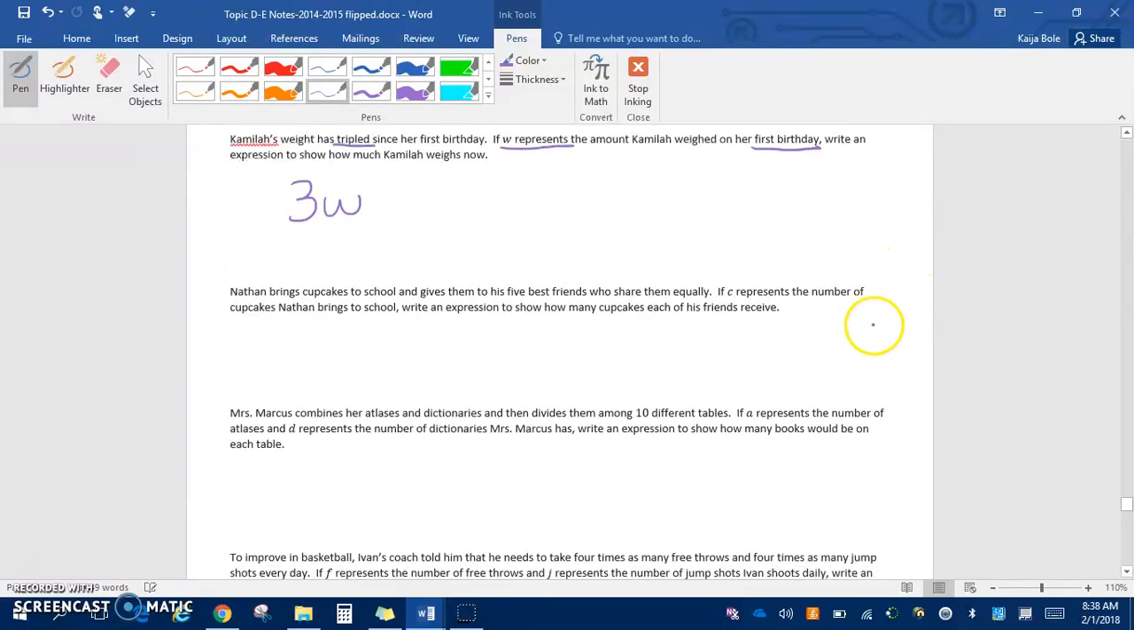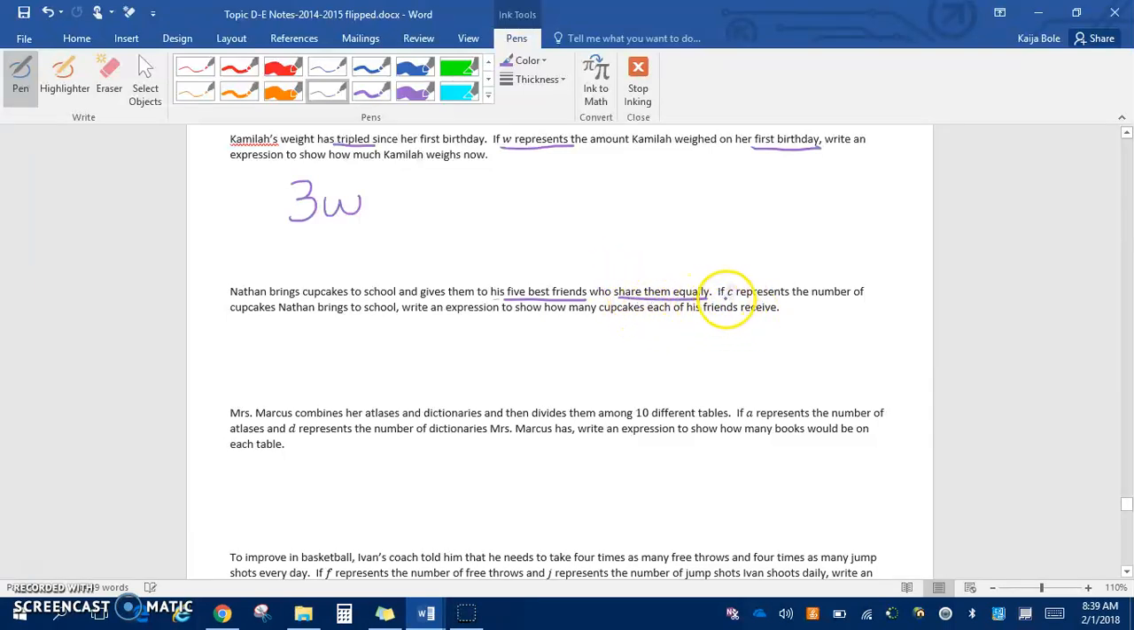The next one says, Nathan brings cupcakes to school and gives them to his 5 best friends who share them equally. If C represents the number of cupcakes Nathan brings to school, write an expression to show how many cupcakes each of his friends receive. So he brings cupcakes and gives them to his 5 best friends, and they share them equally. Share them equally is a very important thing to pick up on in the sentence.